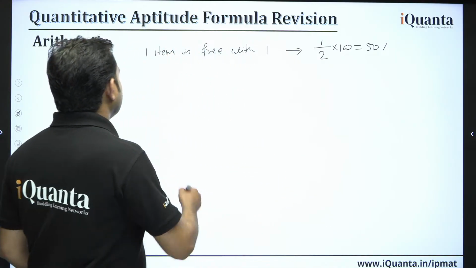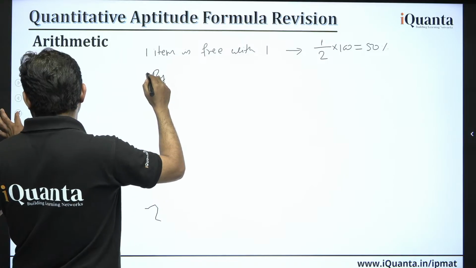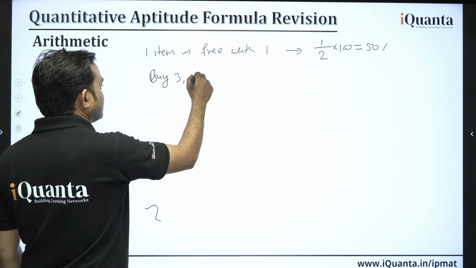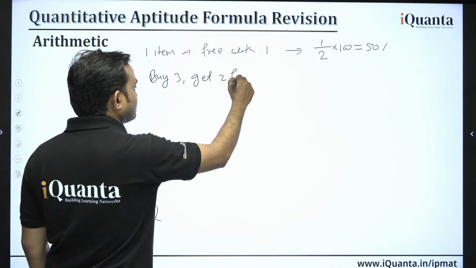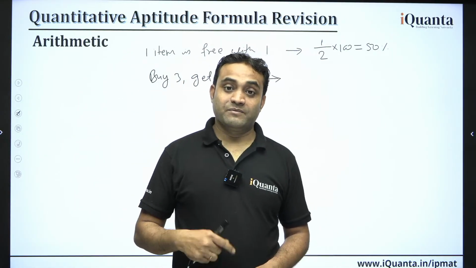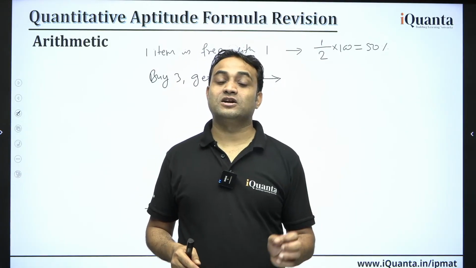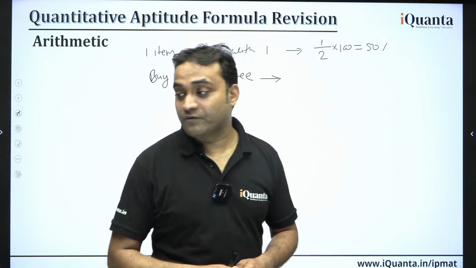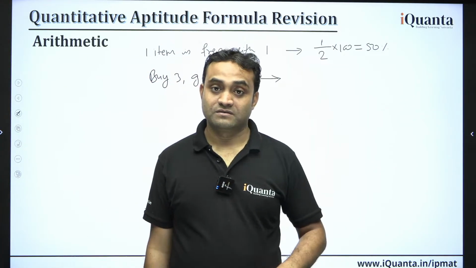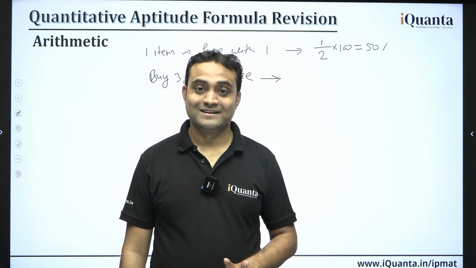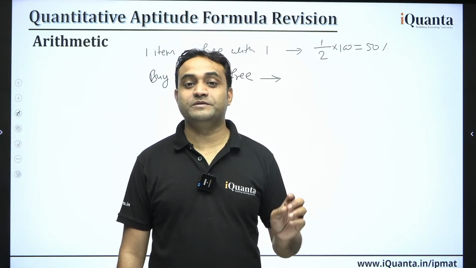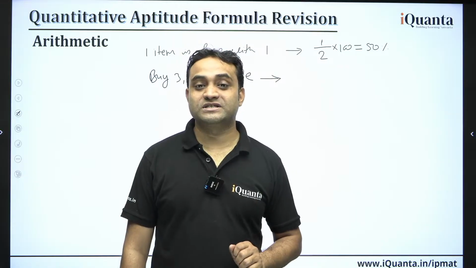Okay. Then it says, let's say buy 3, get 2 free. Means I am buying 3, I am getting 2 more free. Means I am buying a total of 5. There could be 2 different meanings of this. It says buy 3, get 2 free. Means out of 3, 2 are free, right? Then we say that the discount percentage will be 2 by 3, which is 66.67%.